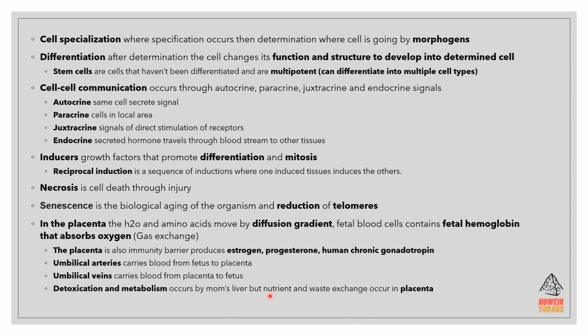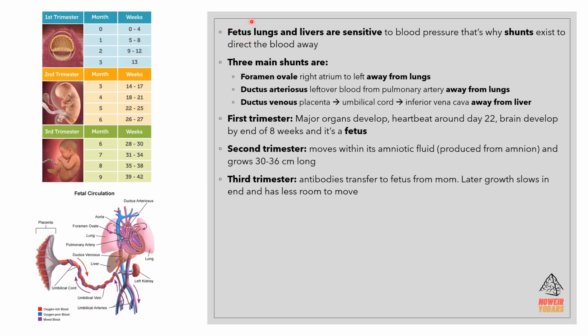But why can't the embryo do detoxification and metabolism? That is due to the fact that we're going to discuss in the next slide. Basically, fetus lungs and livers are really sensitive to blood pressure. An embryo is so fragile, so sensitive to blood pressure. That's why there are shunts to direct the blood away.